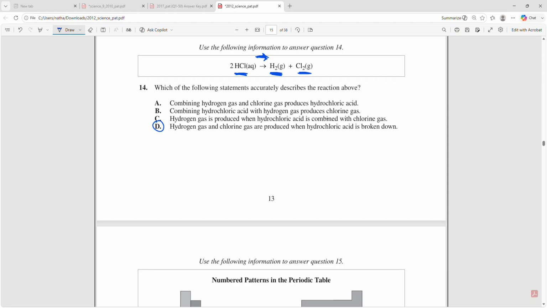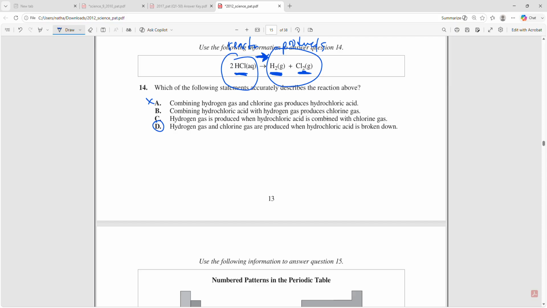The direction of this arrow is important. Okay, so this is not just like an equation. This is telling us we started with this and we ended up with that, right? This would be like our reactants, and these are our products. Okay, so it's going this way. So we didn't combine those to get hydrochloric acid. It went the other way around. We started with hydrochloric acid, and then we got these 2 gases from it. So that's incorrect.